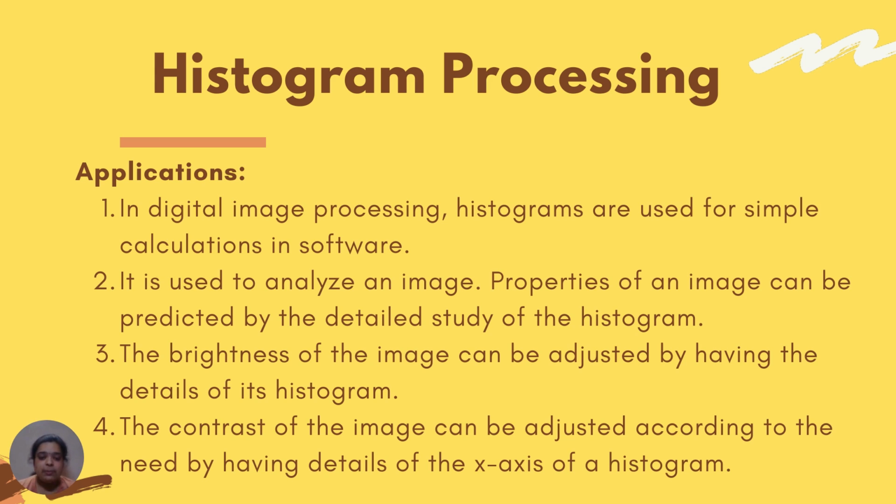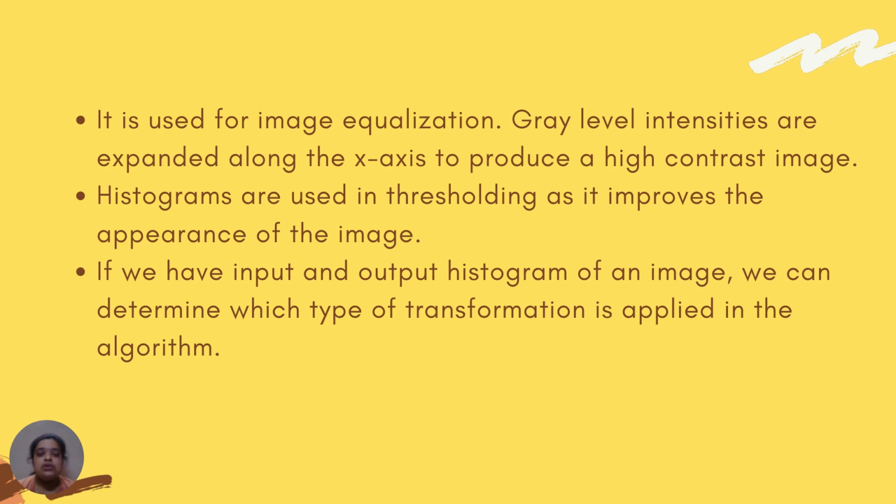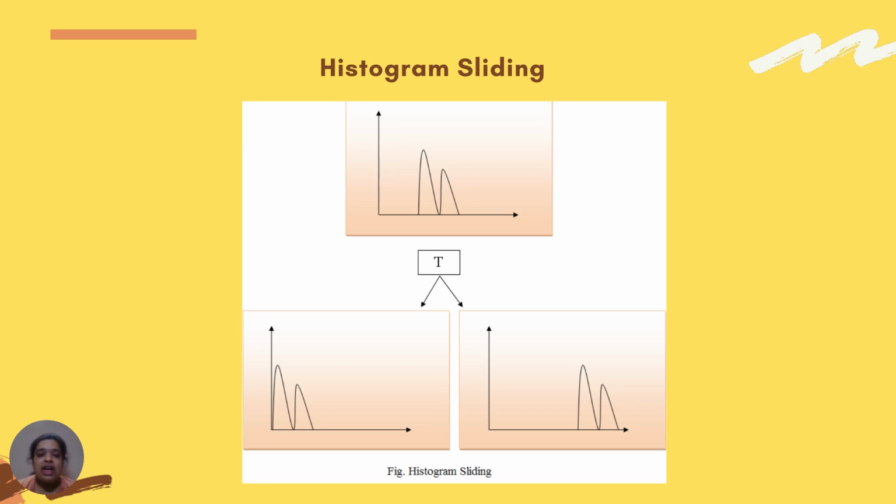The contrast of the image can be adjusted according to the need by having details of the x-axis of a histogram. It is used for image equalization. Gray level intensities are expanded along the x-axis to produce a high contrast image. Histograms are used in thresholding as it improves the appearance of the image. If we have the input and output histogram of an image, we can determine which type of transformation is applied in the algorithm. We have three types of histogram processing.